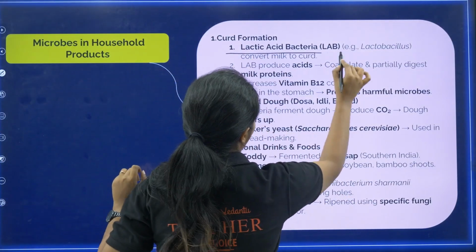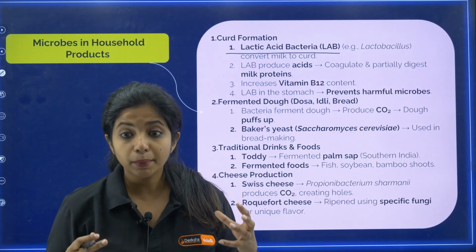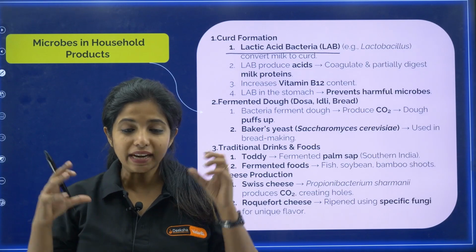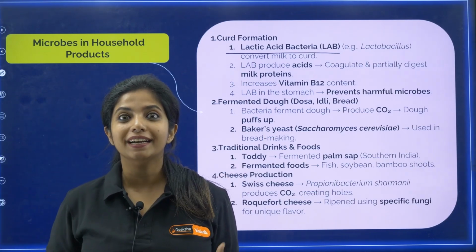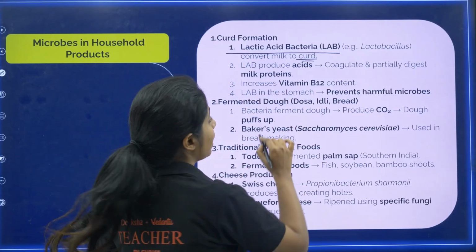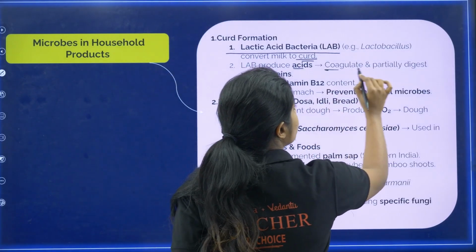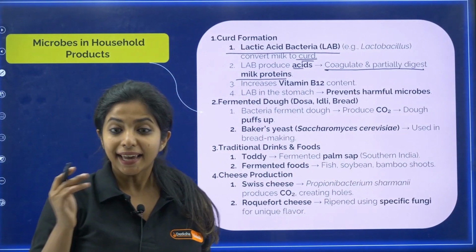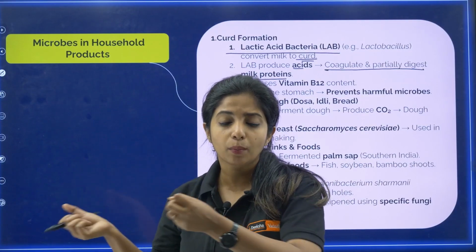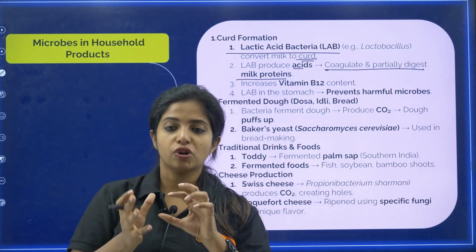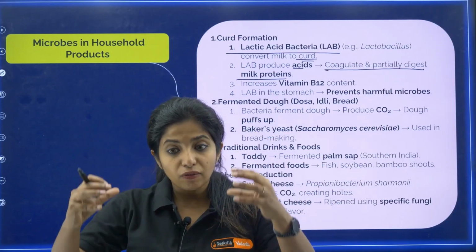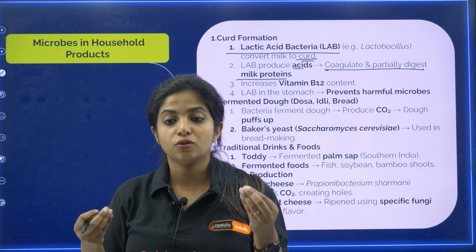Lactic acid bacteria, as you can understand, are the ones that produce lactic acid in the food. When these bacteria are added into the milk, it converts the milk into something known as curd, my dear children. So LAB, that is lactic acid bacteria, produces acid. This acid coagulates and partially digests the milk protein. In the milk, there is a protein whose name is casein. When casein comes in contact with the acids released by the bacteria, it has a disrupted shape and structure, so it coagulates and partially digests, which is why it now forms lumps, which are known as curds.